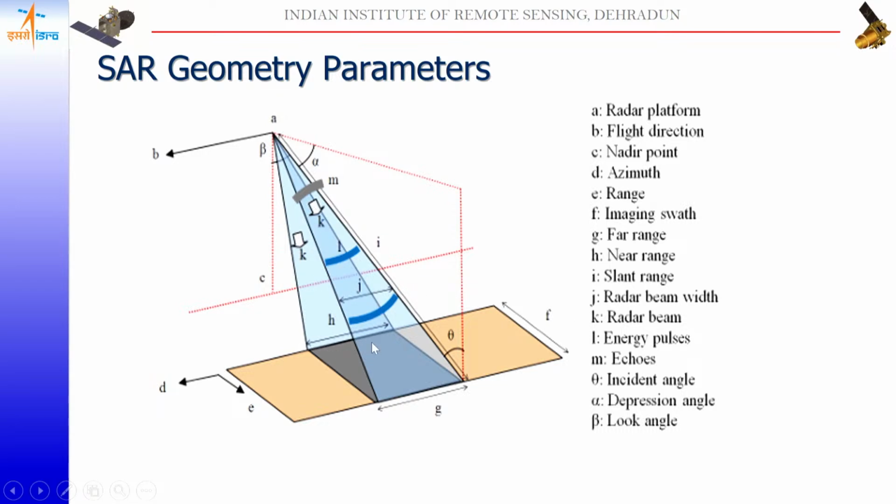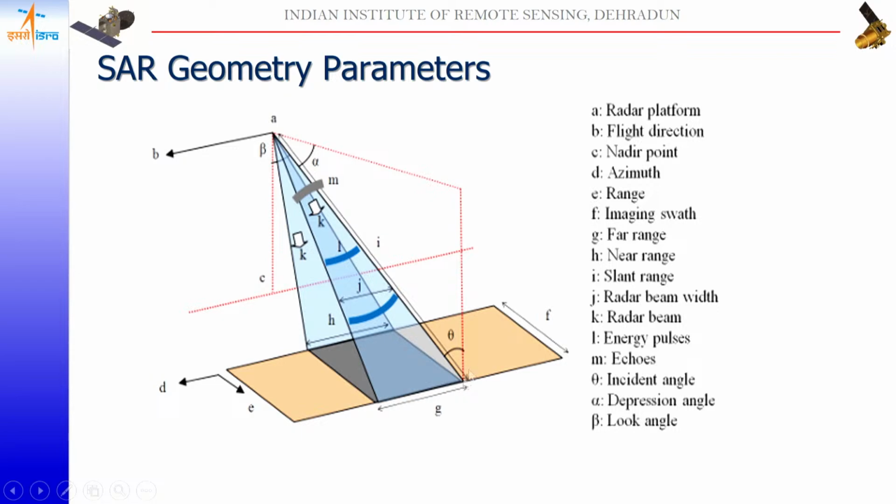In case of radar, it is similar to the torch which we use in our daily life. We can think of the radar placed in space, illuminating the earth surface like a torch. This is called the radar beam or the SAR beam. L is the energy pulses, the signals we are transmitting, and M is the echoes, meaning the backscatter signal. So this M is the backscatter signal, and this theta is the incident angle.